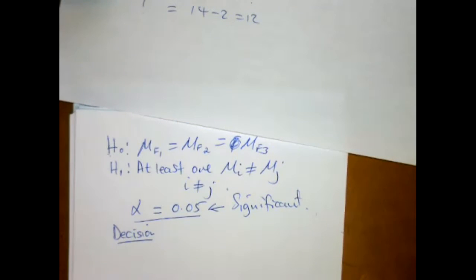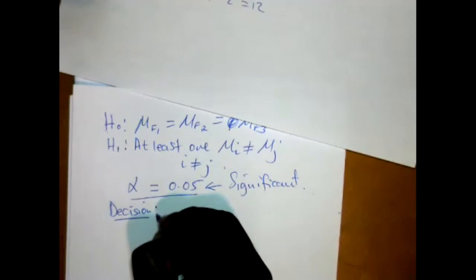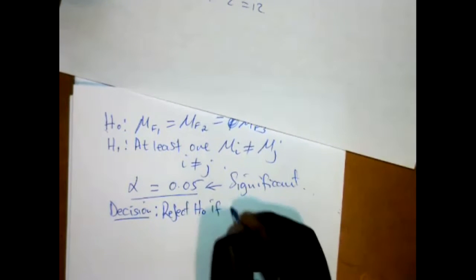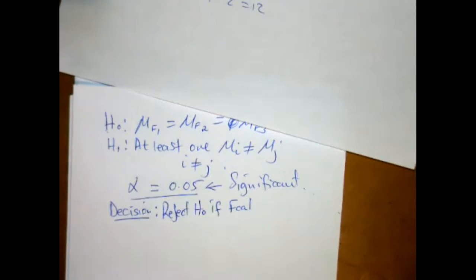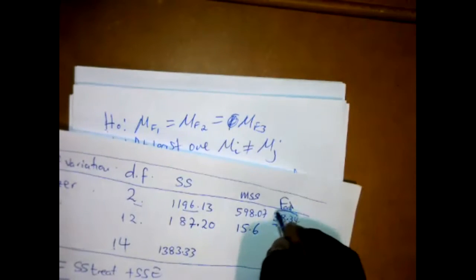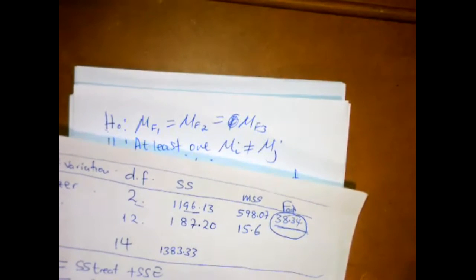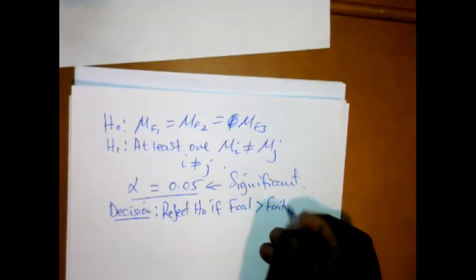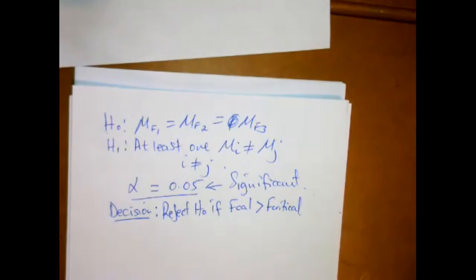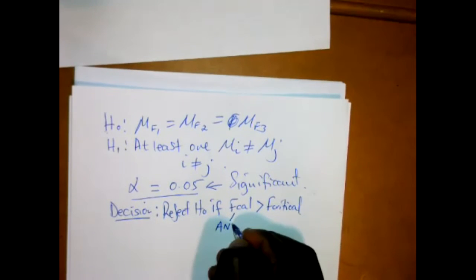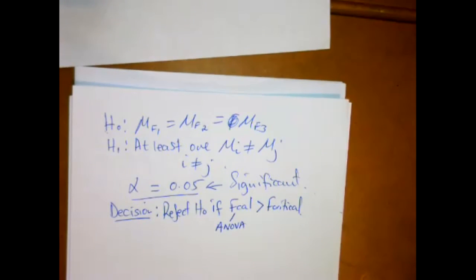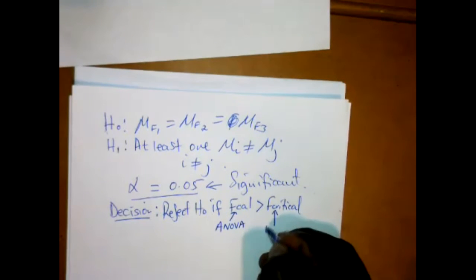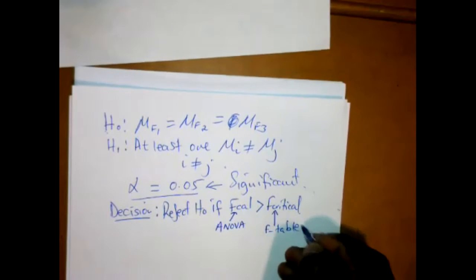This is a fixed decision rule for an F test. So the decision rule: you reject H naught if F cal, the calculated value from the Anova, which is our F cal, 38.34, is greater than F critical. So where do I get F cal? This one is from the Anova. That is the purpose of the Anova. We get it from the Anova. What about F critical? This one, we get it from the F tables.